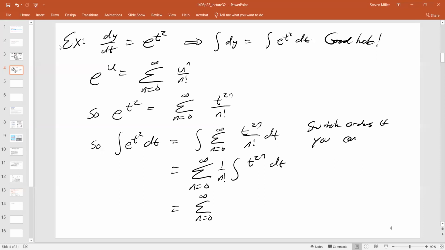What's the integral of t to the 2n? So what function has derivative t to the 2n? t to the 2n plus 1, over 2n plus 1. So this will converge. We get an extra factor of t, not a big deal. And we even have a 2n plus 1 in the denominator, which makes things even smaller. So this converges for all t.